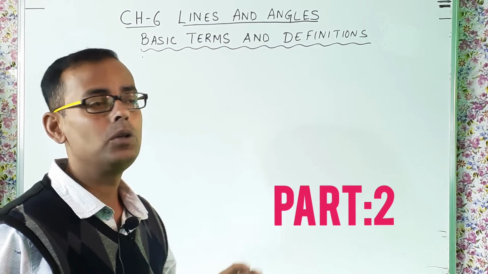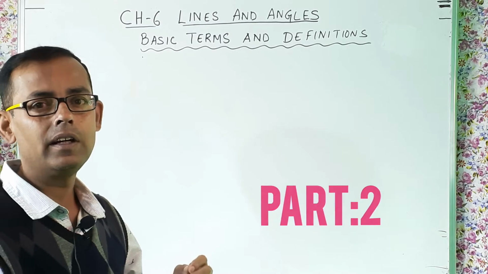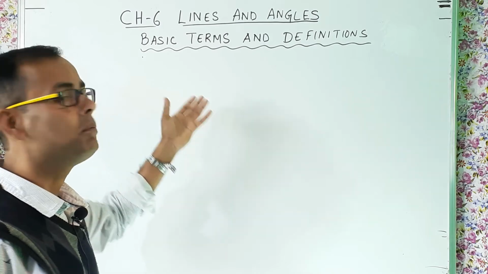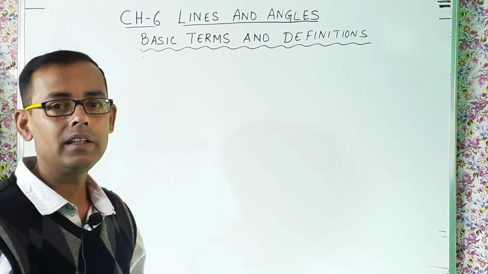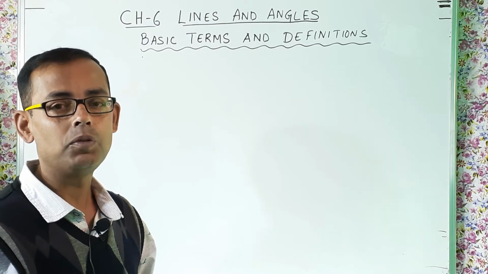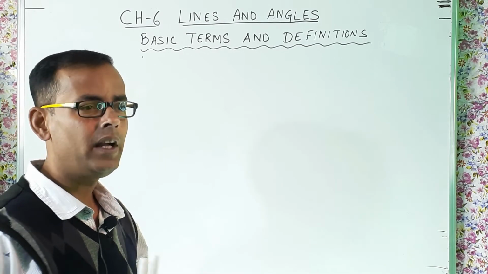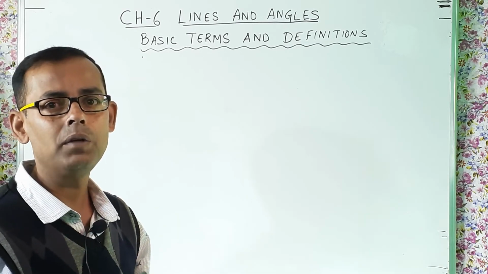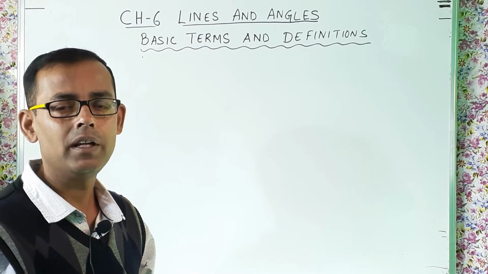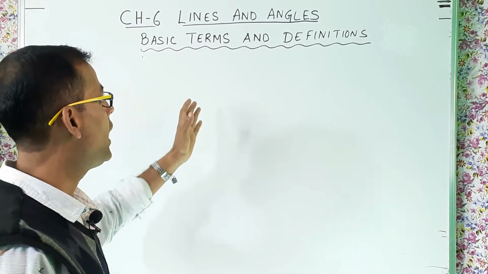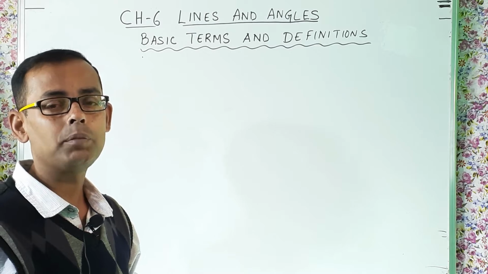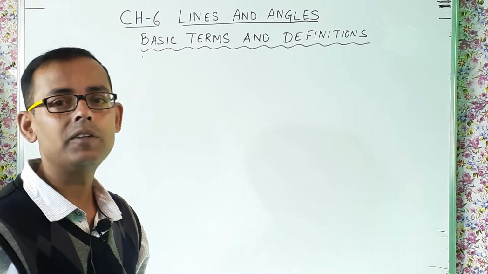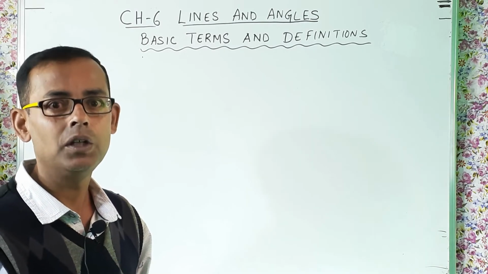Before solving the exercise questions, that is exercise 6.1, we must know the basic terms. Some basic terms are there, that knowledge we should have before proceeding to the exercise sums. Why am I telling this? Because without that knowledge, if you start solving the sums, you may not understand many things. So I want all the students to understand the basic terms. Then 6.1, 6.2, 6.3 will be very easy for you and the concept will be clear for you.